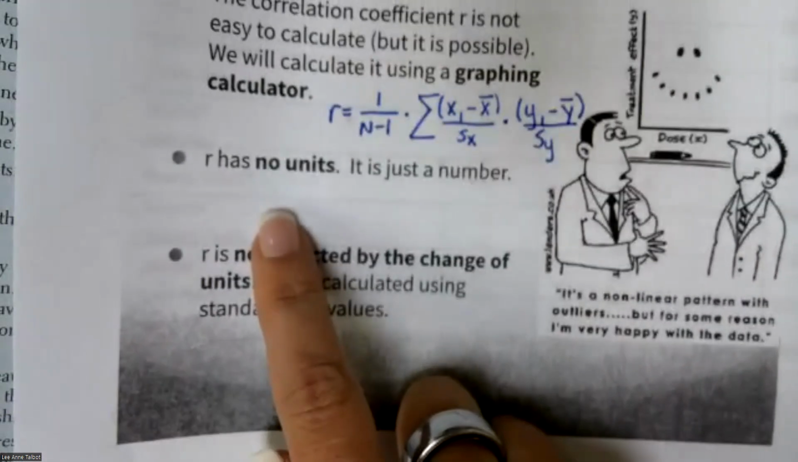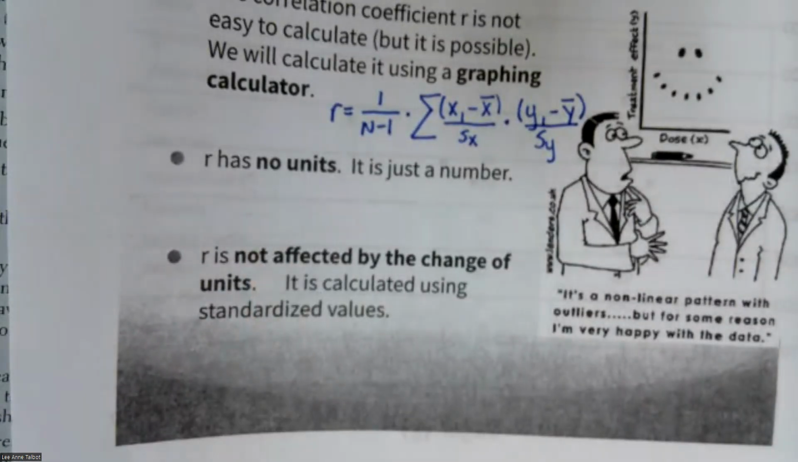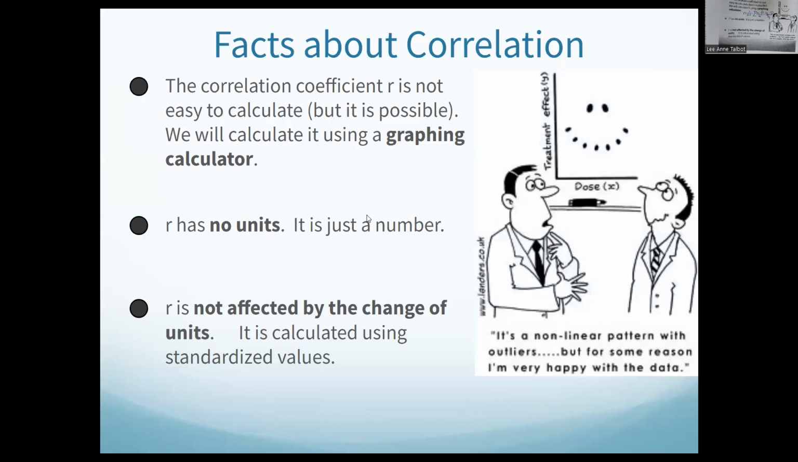Next, R has no units. It is just a number. You're not going to say R feet or R centimeters cubed or anything like that. It's just a percentage of strength. R is not affected by the change of units. It's calculated using standardized values, meaning z-scores. We talked about that. Z-scores also don't have units. You don't write z equals 1.5 feet. No units.